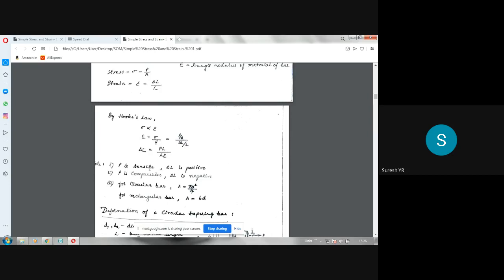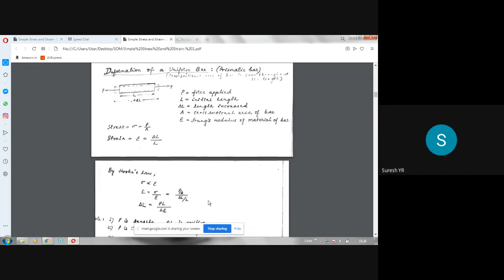If P is tensile force, delta L is positive. Positive means elongation. Please make a note of that. The rod will elongate. If P is compressive, delta L is negative, that is, the rod will contract. For circular bars, a formula I told you, if D is the diameter of the bar, pi d square by 4 is the area. For rectangular bar, if B is the width, D is the thickness, B into D is the area. So, P divided by this area gives the stress.